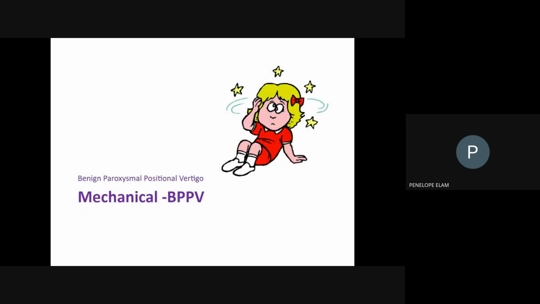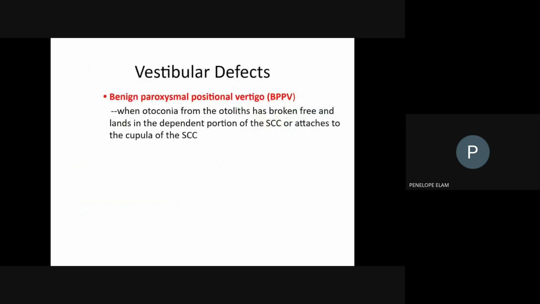Okay, so let's talk about BPPV. Basically, benign paroxysmal positional vertigo is when the otoconia from the otoliths have broken free and land in a dependent portion of the semicircular canal, or attach to the cupula of the semicircular canal. So basically, those little crystals or rocks that you always hear people talk about break free from the gelatinous substance that they're in, and they start free floating in the semicircular canals, which is not where they belong. Okay. They can either be free floating, or they can attach to the cupula and get stuck there. So those are our two options when we think about BPPV.